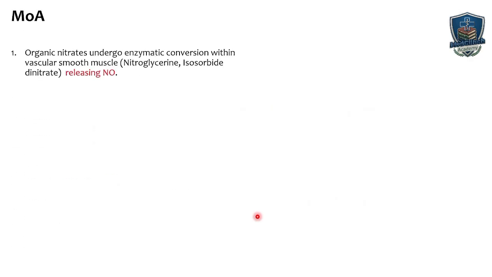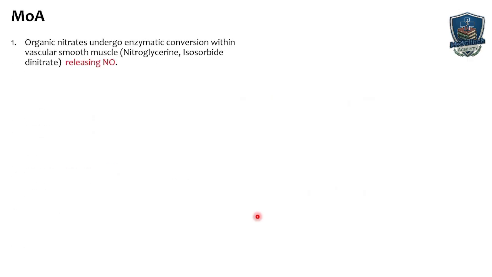Now, mechanism of action: these drugs work on the vasodilatory pathway, the nitric oxide pathway. What happens? So, number one, organic nitrates undergo enzymatic conversion within the vascular smooth muscles, where you have nitroglycerin and isosorbide nitrate. Remember, you have the organic nitrates and the nitric oxide donors. The organic nitrates have to undergo bioconversion, the enzymatic conversion, within the vascular smooth muscles. When that happens, they release nitric oxide. And remember, this is the factor that you want.